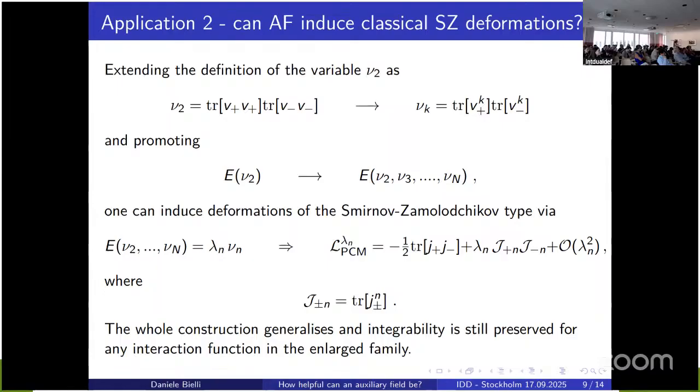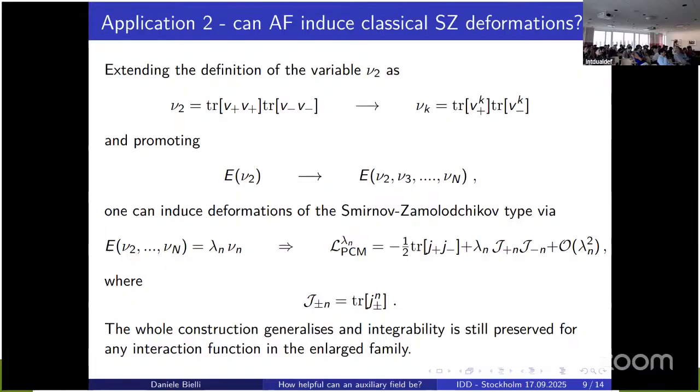So basically one can extend the definition of the variable, this nu2, which is defined, as I said, as the trace of v plus squared, v minus squared. One can extend this to some higher k by taking the trace of v plus to the k, v minus to the k, and promote the interaction function to depend not only on nu2, but also on other nus, 3 and 4 and higher.